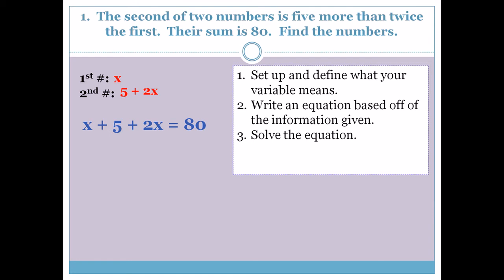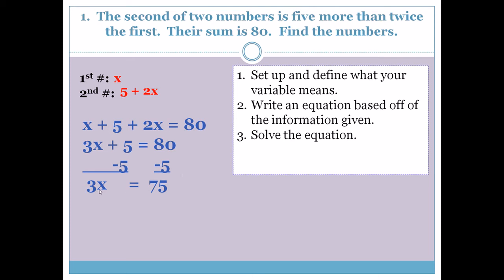So how do we solve it? All right, we can combine like terms. I have an x plus a 2x, and that's going to give me 3x plus 5. And now we'll do order of operations backwards to get that x alone. The opposite of adding 5 is to subtract. We're going to subtract 5. So I have 3x plus 5 take away 5, so that equals 0. So I just have my 3x. And 80 take away 5 is 75.